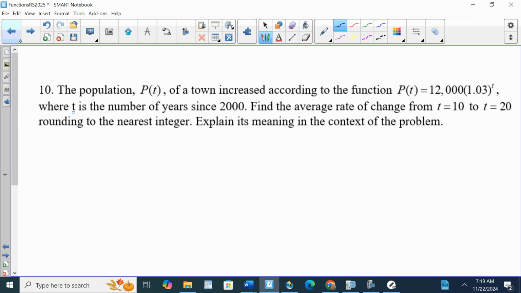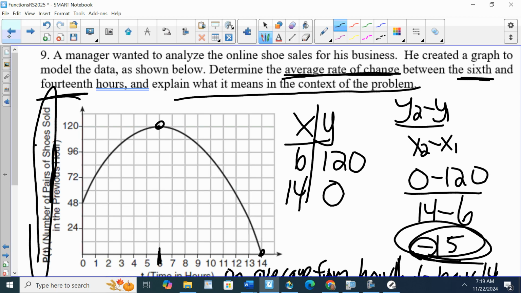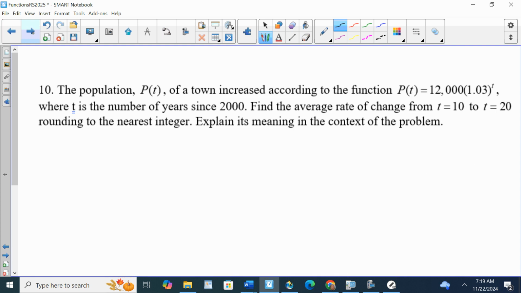There's different ways to do average rate of change. I'm not going to do all of them. Well, not different ways, but there's different ways it can start. It can give you a graph. It can give you an equation.